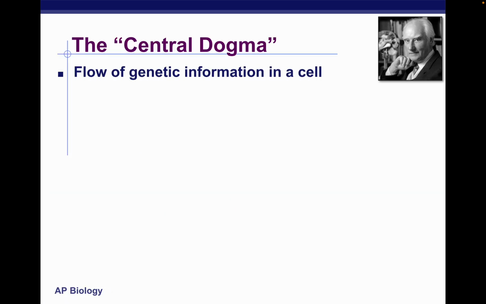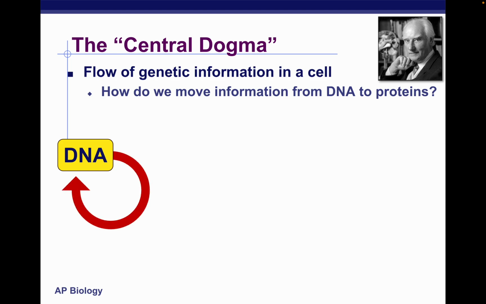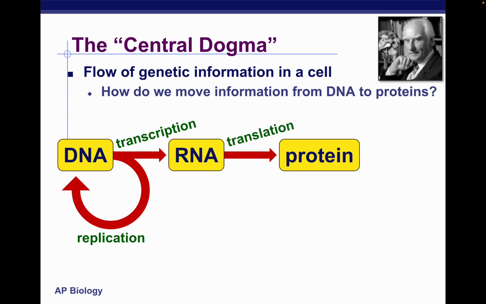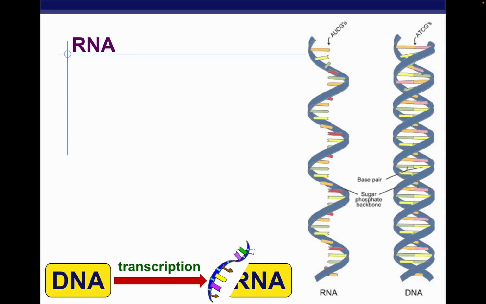So like I mentioned before, the central dogma is the flow of genetic information in a cell. So how do we move from DNA to proteins? Here we've talked about DNA to DNA through DNA replication, correct? Well, we need to get to DNA to RNA through a process called transcription. And I want you to think of literally what it means to transcribe something. Then we go from RNA to a protein through translation. Again, think of what to translate means. And that protein codes for a trait.